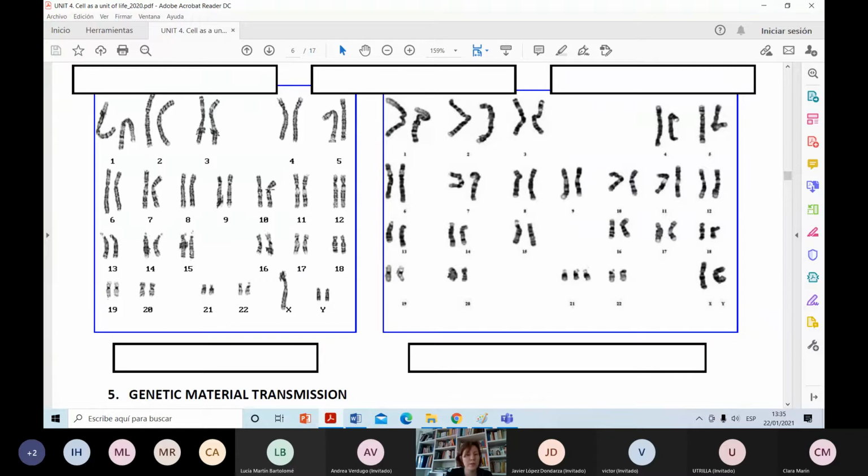And then we've got this one. What's the problem with this one? It's a problem again in the sex chromosomes because we've got an X, but we've got 2 Y. Is it a boy or a girl? A boy. It's a boy because as long as you've got 1, you've got a boy. If you've got 2, you've got a boy as well. Okay, so this one belongs to a boy.